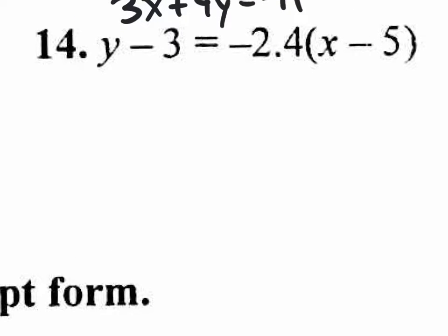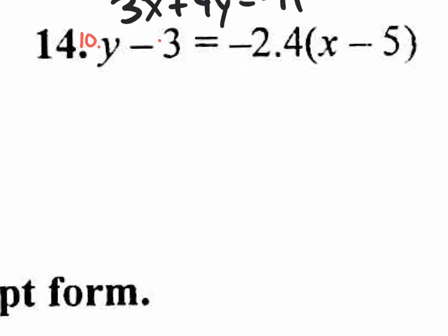So number 14, we don't have a fraction, but we do have a decimal, and we know that standard form, you don't want fractions or decimals. So how do I get rid of a decimal 2.4? Anybody? Multiply it by what? 10. Excellent. So I need to multiply everything by 10 to get rid of the decimal, because standard form does not have fractions or decimals.